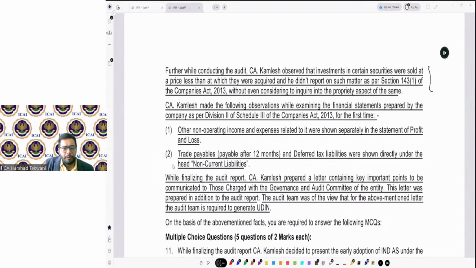Now this is reporting as per the Companies Act. Again, these are some additional reporting observations which have been identified. So this is again related to my Schedule 3. This is communication with those charged with governance and UDIN thereon, plus communication with those charged with governance.